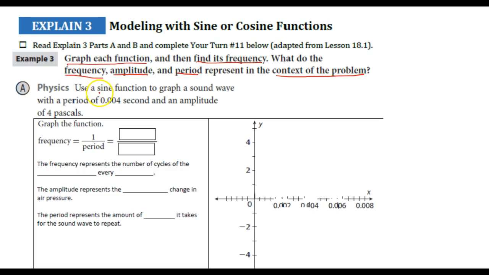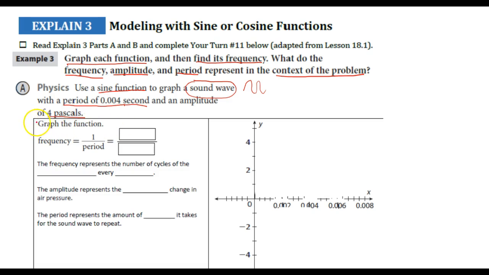And they say use a sine function. So keep that in mind. That's going to help us figure out what our graph's going to look like. Sine function to graph a sound wave. So whenever you listen to music, right, because everyone likes music, those are actually sound waves that are sent out that your ear receives. So it's a sound wave, so it'll look kind of wavy, just so you know. With a period of 0.004 second and an amplitude of 4 pascals.